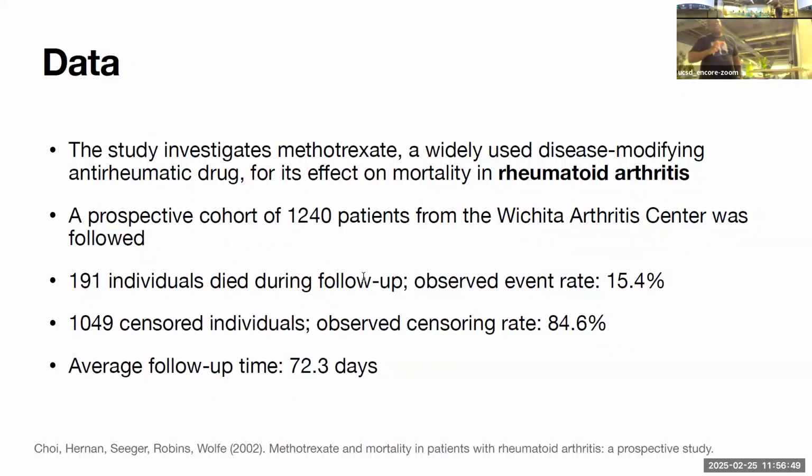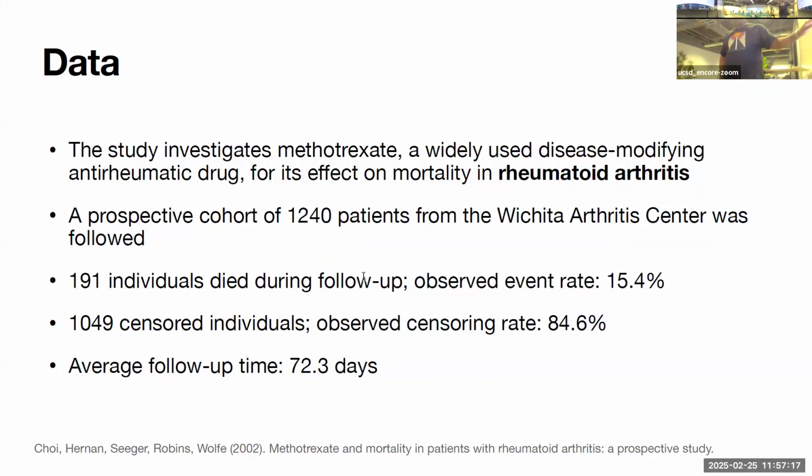So here, just in closing, here is the application. So this is, again, this example where the outcome was mortality in RA population. Methotrexate was a drug that was of interest in that population. But in addition to the methotrexate medication, we had a large number of covariates. There's a prospective cohort study of 1,200 patients.